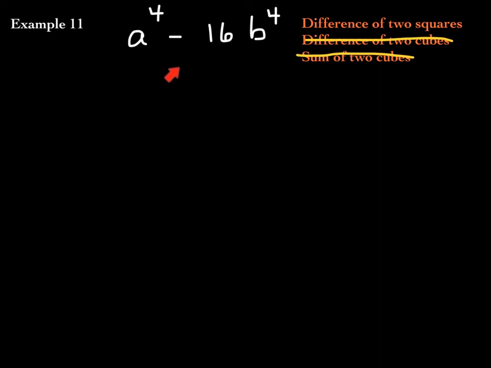Both of these are perfect squares. So we're going to go ahead and factor it as such. So here we go. It's a product of two binomials. One of them has a plus, the other one has a minus. Now, what you write here and here is the term whose square gives you a to the fourth. A squared, right? If you square a squared, you will get a to the fourth. Now the question is, what do you square in order to get 16b to the fourth?